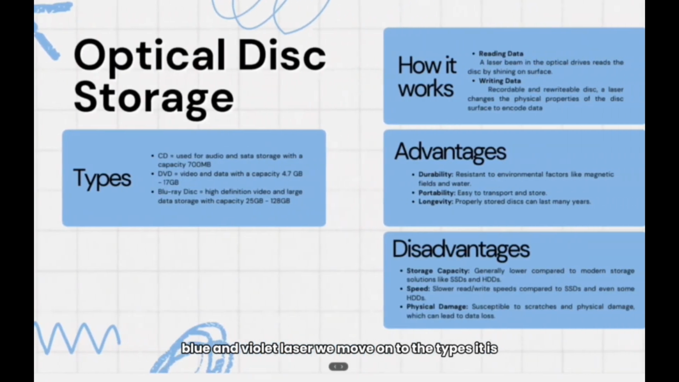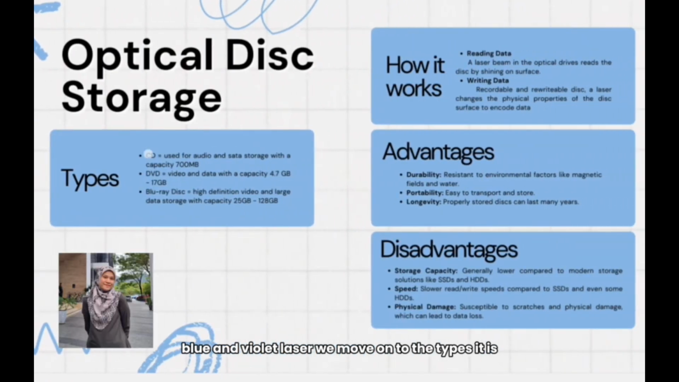Okay, we move on to the types. CD is used for audio and data storage with a capacity of 700 megabytes. But DVD is for video and data with a capacity of 4.7 gigabytes up to 17 gigabytes. The Blu-ray disc is for high-definition video and large data storage with a capacity of 25 GB up to 128 GB.